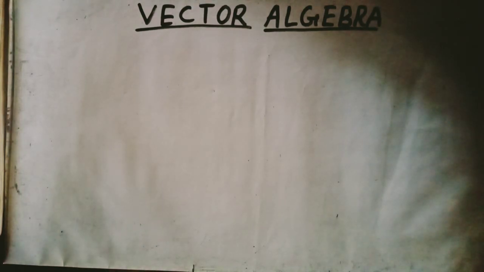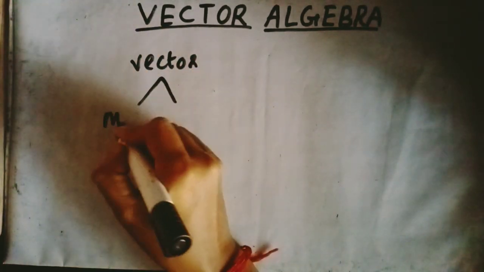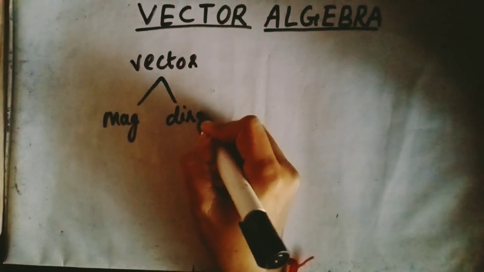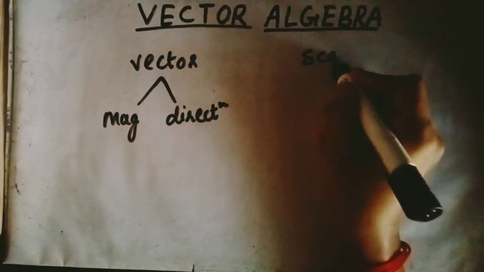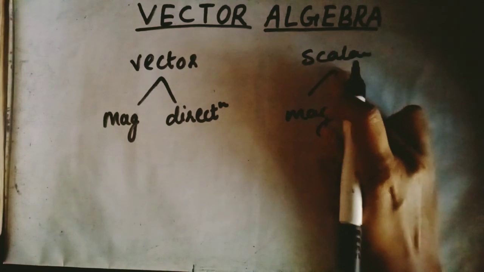Hello students. Today we are starting with the new topic, that is vector algebra. You should know what is a vector and a scalar. From our 11th standard physics, we have learned that a vector is a quantity which has magnitude as well as direction. And a scalar is a quantity which has only magnitude, no direction.